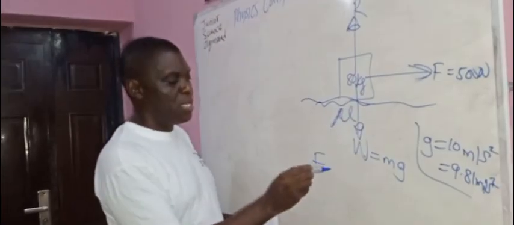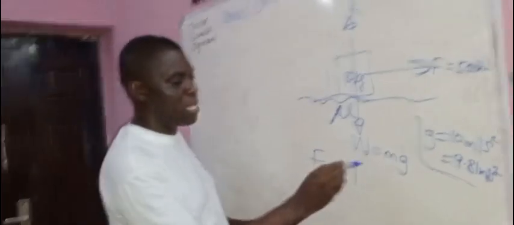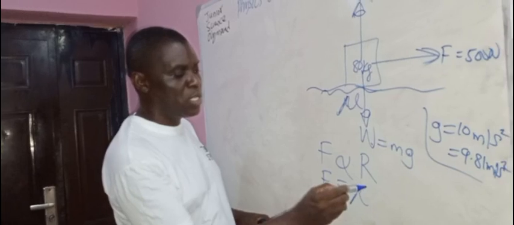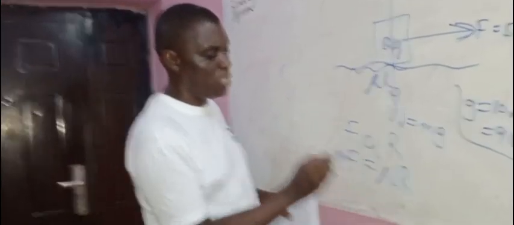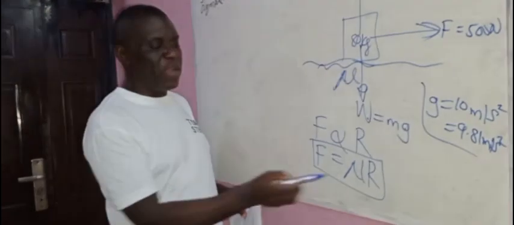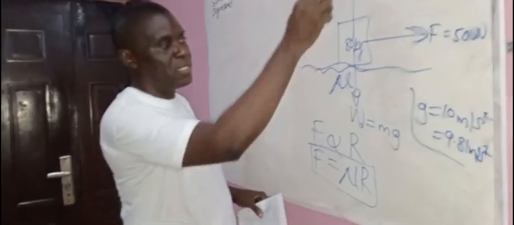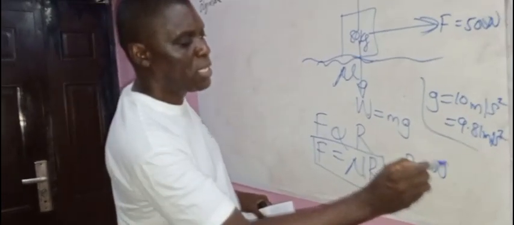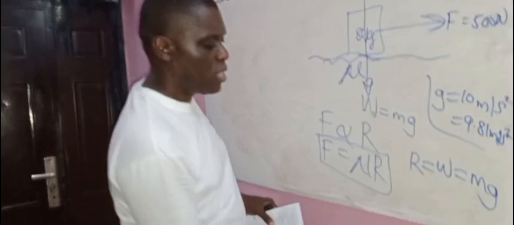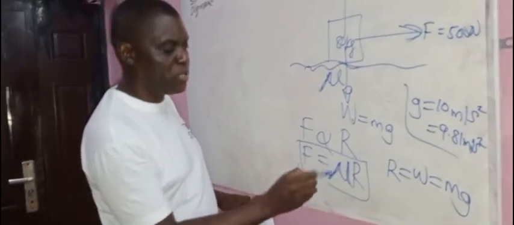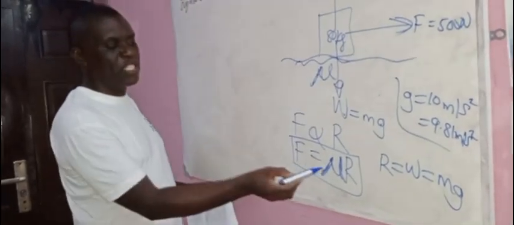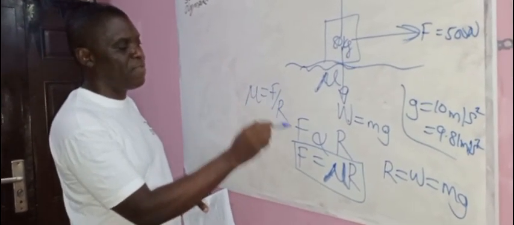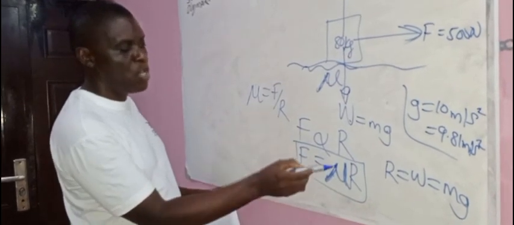Now, the force applied on this load is connected by this. The force is directly proportional to the reaction. Now, if you change this to equals to, then you have to introduce the coefficient of friction. So this is the formula. But don't forget that R is equal to weight. That means it's equal to mg. So you are looking for the coefficient of friction, mu. If you make this the subject of the formula, mu will be F over R, dividing both sides by R to give you the coefficient of friction.